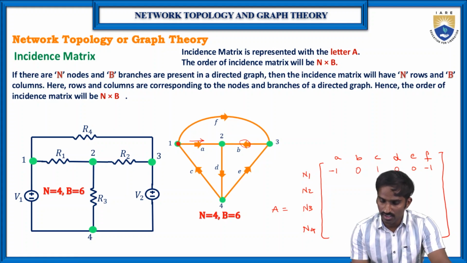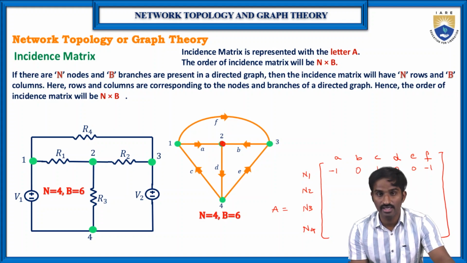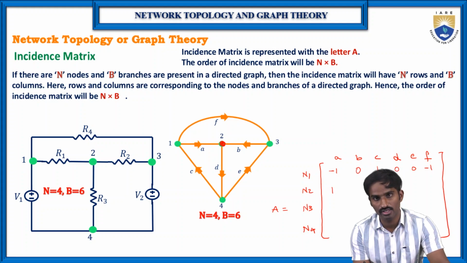Then coming to N2, this is node 2. When coming to node 2, what are the branches connected to node 2? First, let us start with A. A is connected to node 2, and the direction of A is towards node 2, so that's why plus 1. And B is also connected, and the direction of B is also towards node 2, so here plus 1.